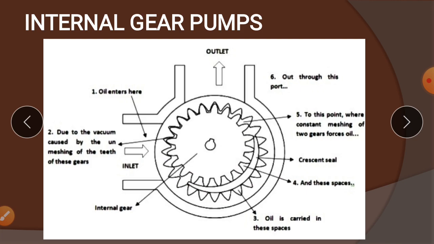We will see it one by one. First step, the oil enters at this portion. Second, due to the vacuum caused by the unmeshing of the teeth of these gears, the oil enters inside here. The vacuum is created because of the unmeshing of the external gear and the internal gear, where we can see the unmeshing takes place, and because of the vacuum created at this portion, the oil is pushed inside.